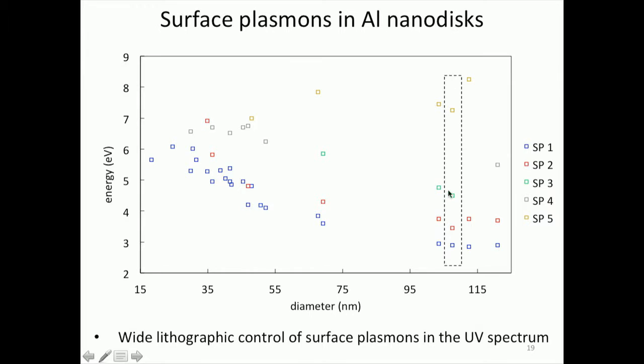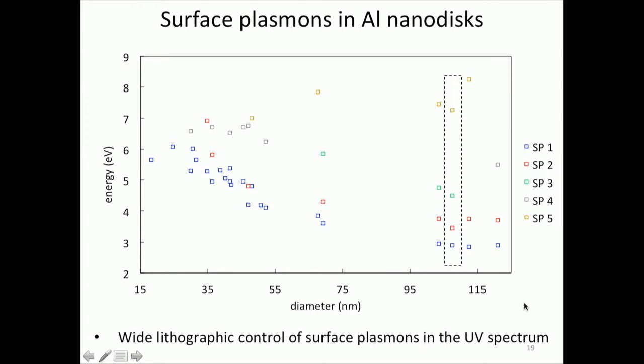And then, based on these modes as a reference, we tracked how these peaks change as a function of diameter. You can see that SP1, 2, and 3 tend to increase when we decrease the diameter, and SP5 and 4 modes tend to slightly decrease when we decrease the diameter.